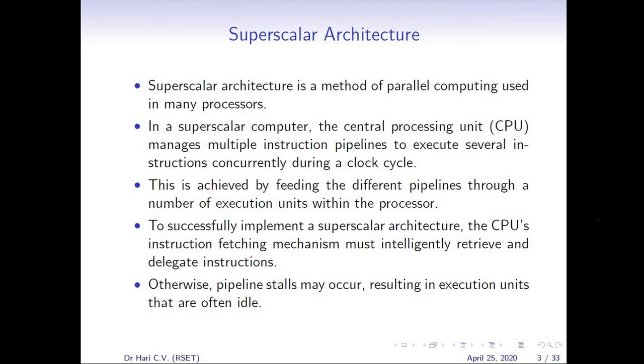To successfully implement a superscalar architecture, the CPU's instruction fetching mechanism must intelligently retrieve and delegate instructions. Otherwise, pipeline stalls may occur, resulting in execution units that are often idle.